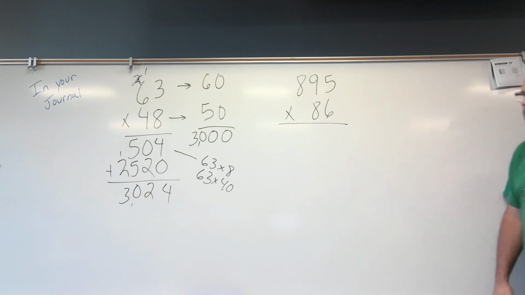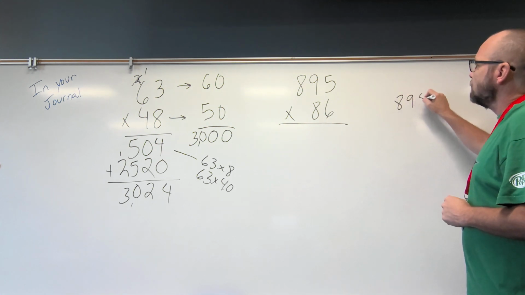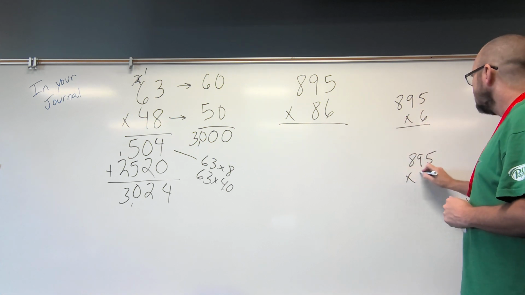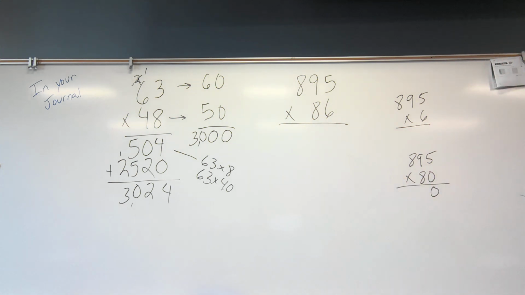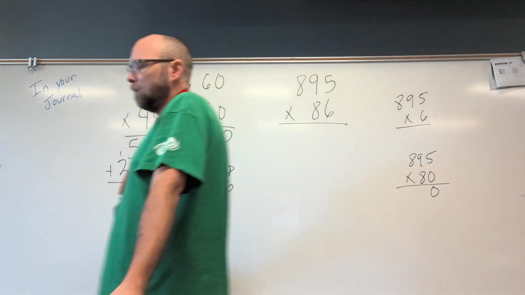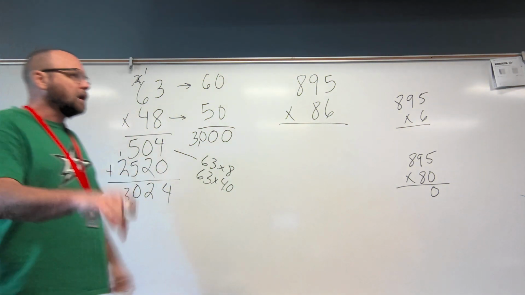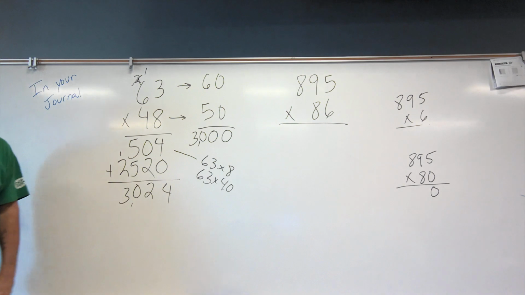All right, now we have a 3-digit times a 2-digit. But all I'm doing, if I break this apart, is multiplying 895 times 6 and 895 times 80, which means I just have to put the 0 down and multiply it by 8. You all know how to do 1-digit multiplication. That's all you're doing. If you need to break it up that way, break it up that way. Then you can add these two products together. If that is easier, do it that way. Please. We've got to get these correct.